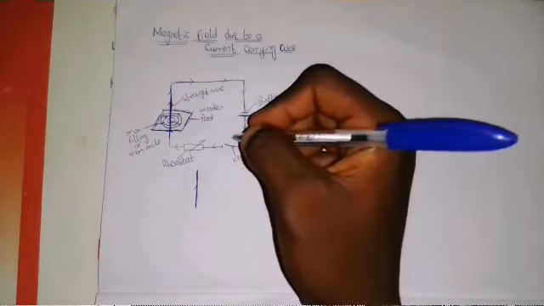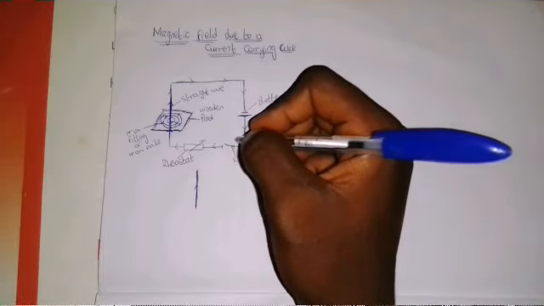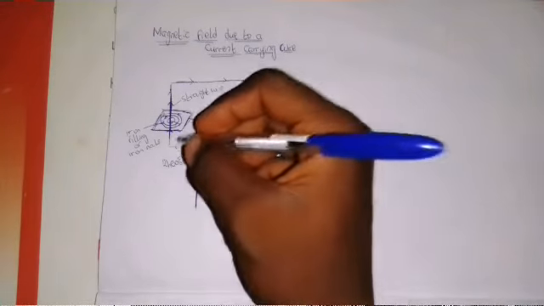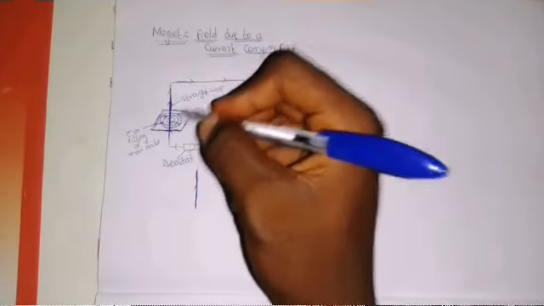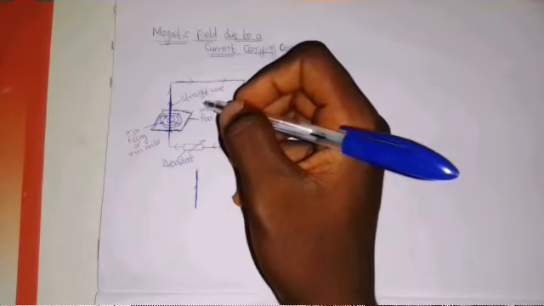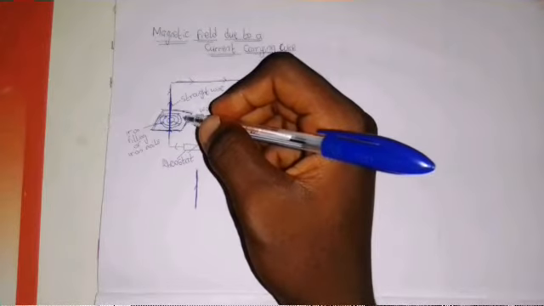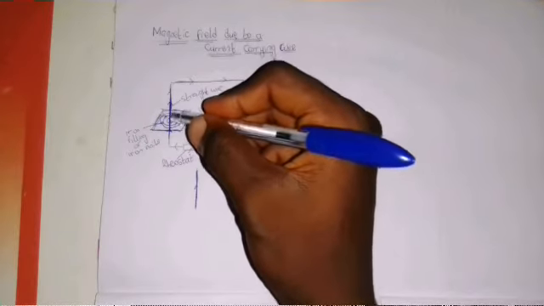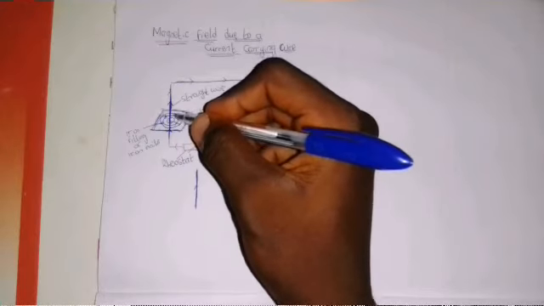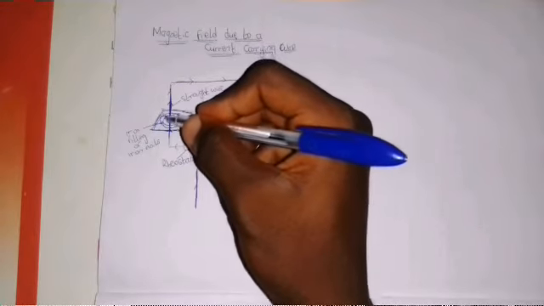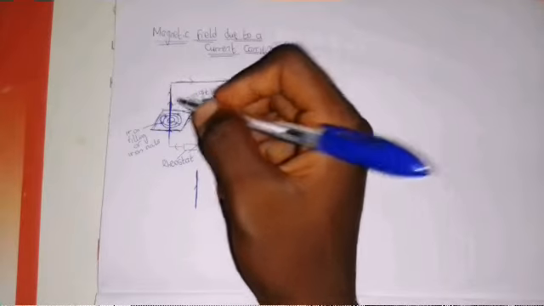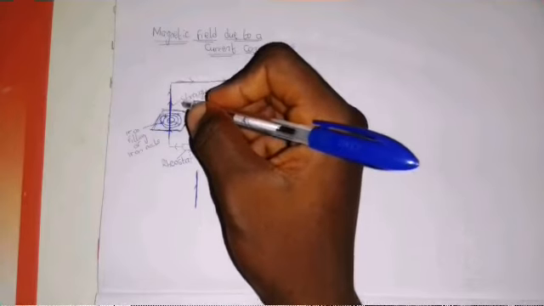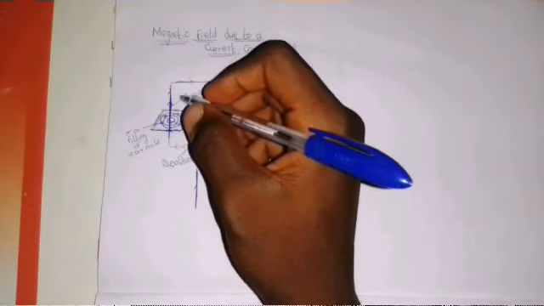Then when the key is switched on, the current flows, and we notice that as the current passes through the straight wire, the iron filings are arranged in concentric circles. And this is as a result of two rules, which we are going to discuss soon.